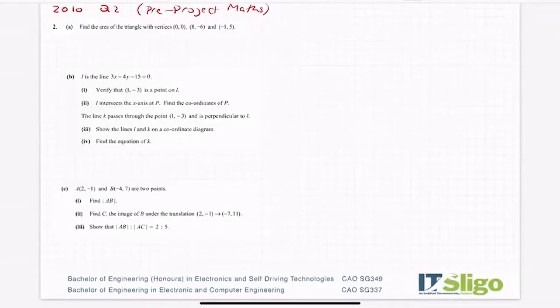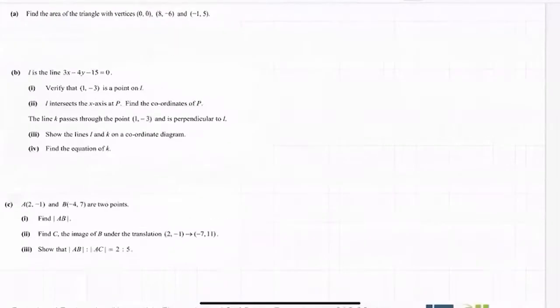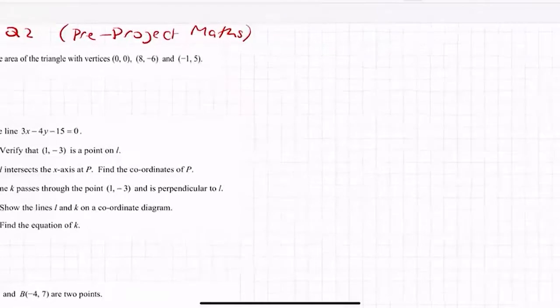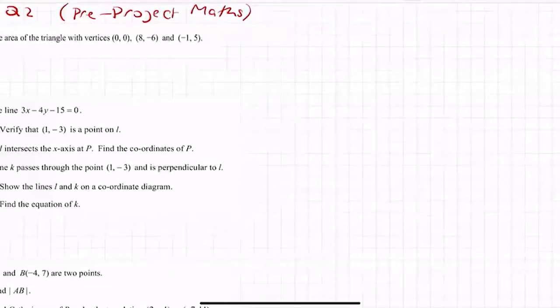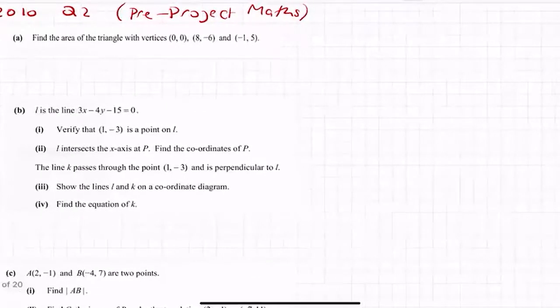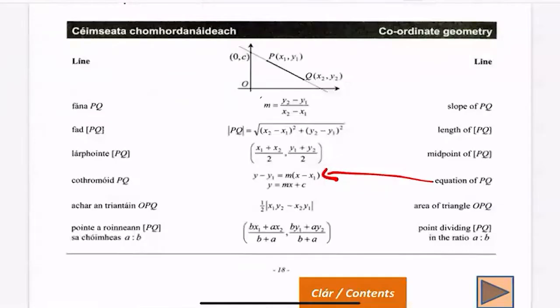2010 question 2, this was before Project Maths, but of course Maths is still Maths, it hasn't changed that much. Question 2a, find the area of the triangle with vertices 0, 0, 8, minus 6 and minus 1, 5. Vertices being another word for corners. Okay, so find the area.